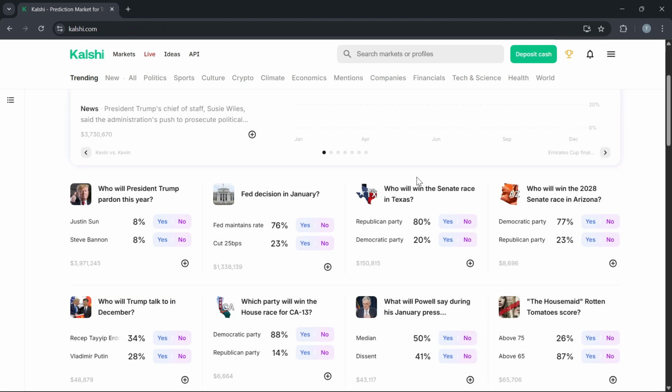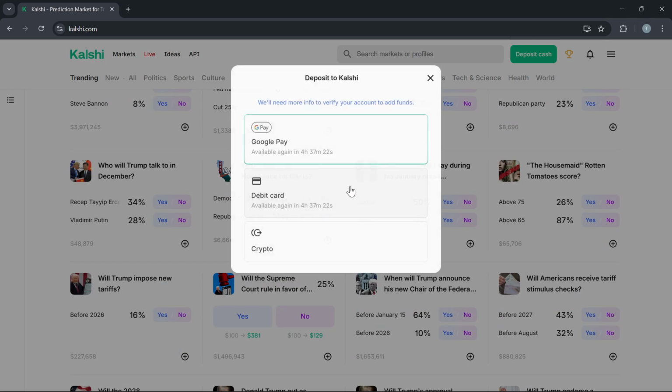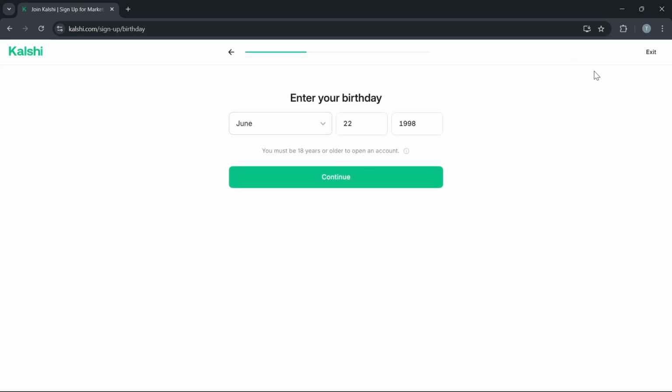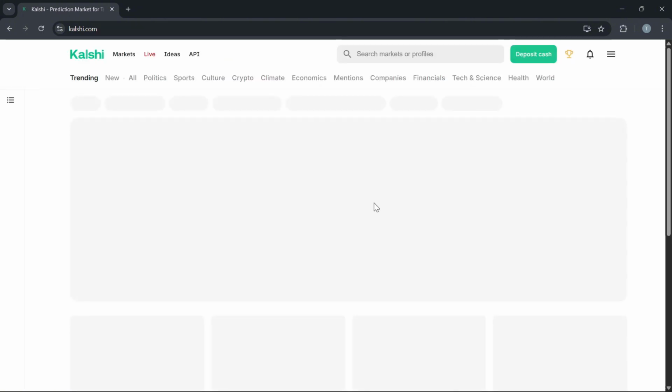Step 3. Add funds to your account. Once verified, go to the wallet section. You can fund your account using a linked bank account. Kalshi currently does not support credit cards.